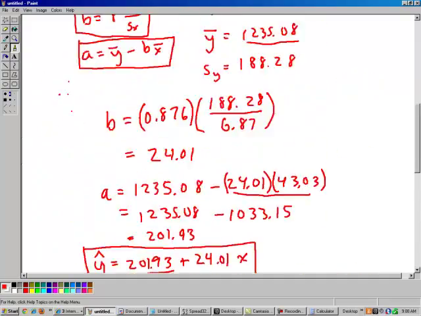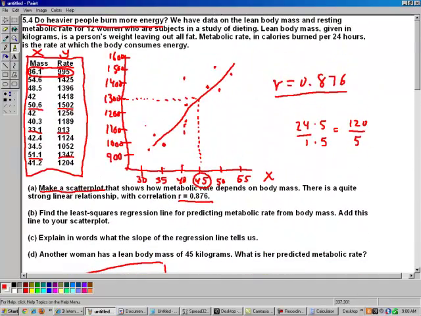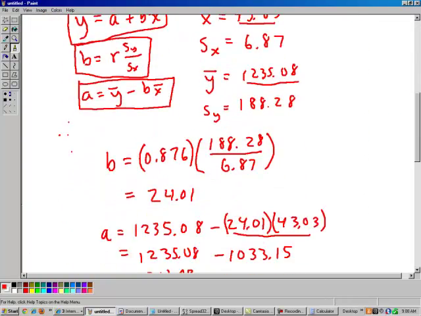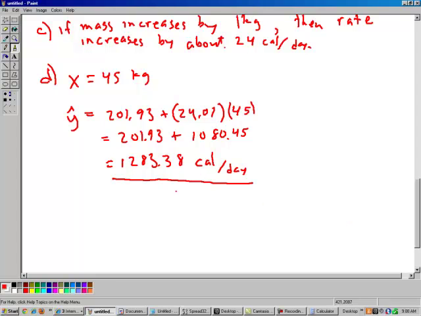And back on the graph, we could see visually that around 45 kilograms we would predict around 1,300, and the calculated rate is pretty close to 1,300. So the graph matches up with what this is. Now, keep in mind, this is only a prediction. The actual metabolic rate of this person, we're not going to know unless we actually take the measurement. But we can be fairly sure that her metabolic rate will be close to this number right here.